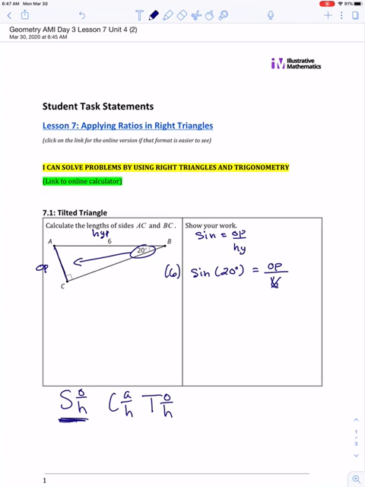And again, I have yet to do this. So 6 times sine 20 degrees. I'm getting my opposite side to be 2.05.